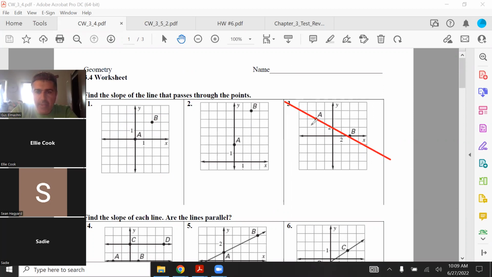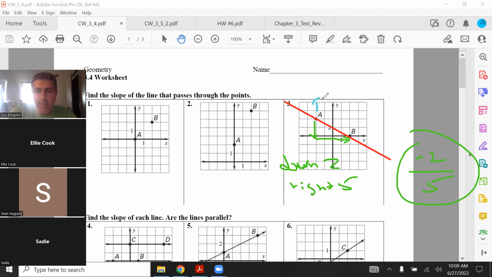So you could think of it like this. Here's point A. How far do you go down? And how far do you go right? Went down 2 and right 5. So therefore, it's -2 over 5. There's your slope. That's it. So that's kind of how I like to do it. It's just kind of quick and easy.